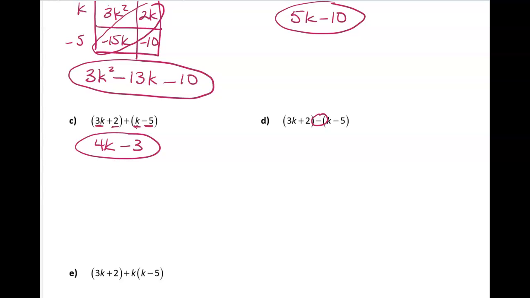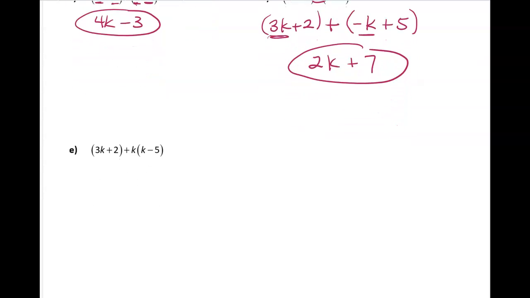What we want to make sure that we're doing is we're changing this to addition. So change the minus sign to addition, and then change the polynomial that follows the minus sign to its opposite. So we're going to change the sign of each term. So plus negative k plus 5. Now we can simply add terms. Our 3k plus negative k is 2k, and 2 plus 5 is 7.